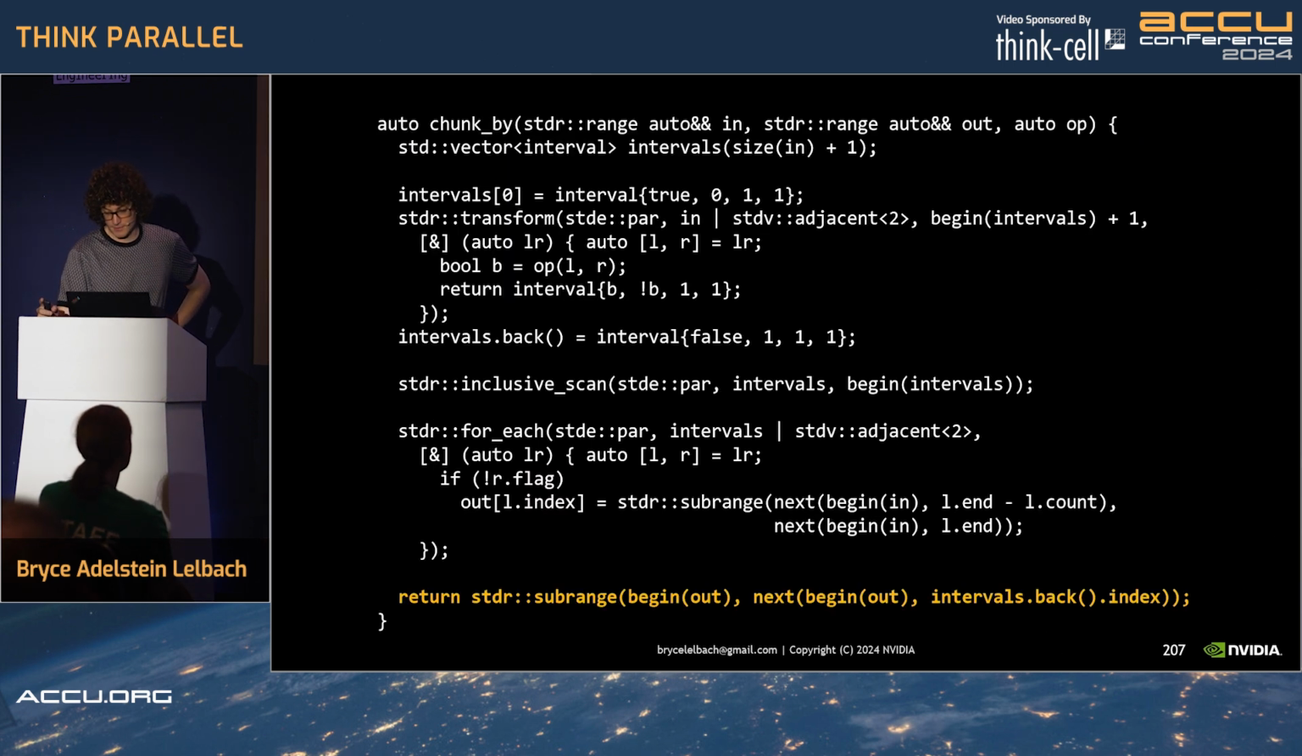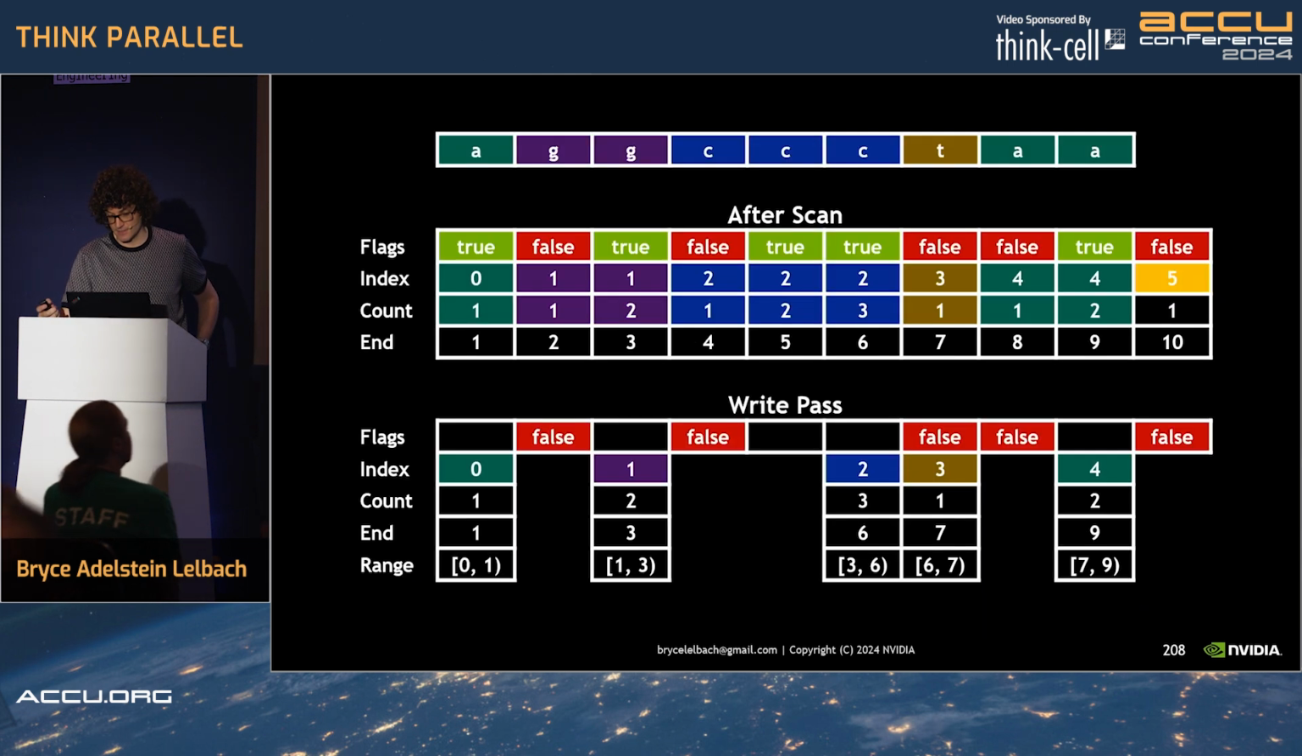So finally, we return a subrange of all the chunks that we wrote. And we know how many chunks we wrote by that last element of intervals that has the size. That will have that index that's one past the end that will tell us that. So you can see right here, the final right identity element there has 5 for its index, which is the count of how many things we wrote out.